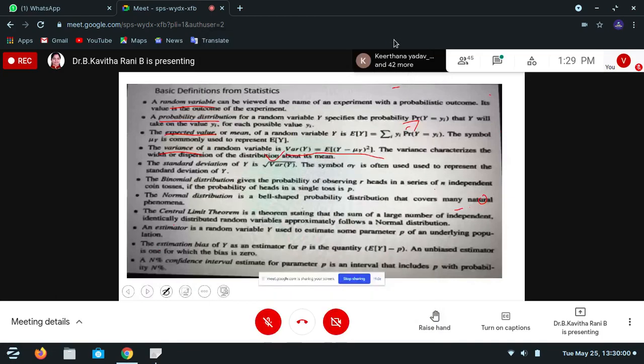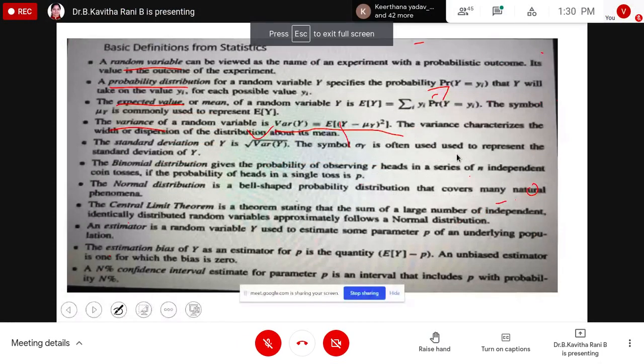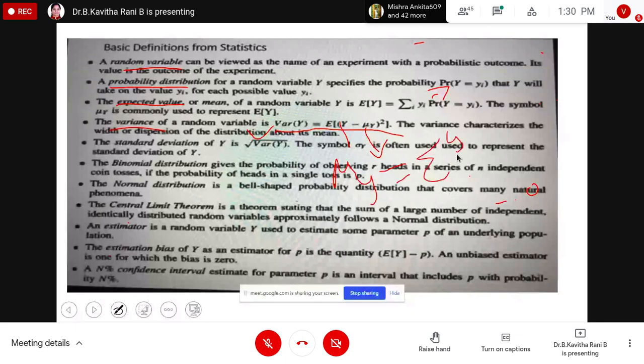The sample point, whatever sample point we are taking, that mu y is nothing but the mean of the sample. So here mu y can be written as sigma of yi by n. This is the formula which we will be using for the mean, that is nothing but the average of all sample points. This is the formula which we will be using to get the variance of the random variable.